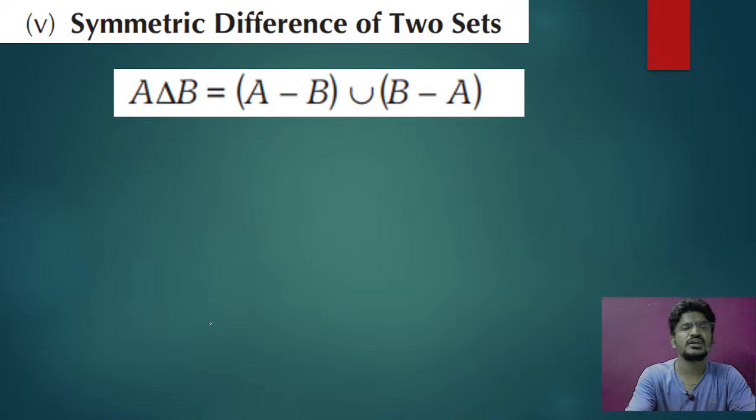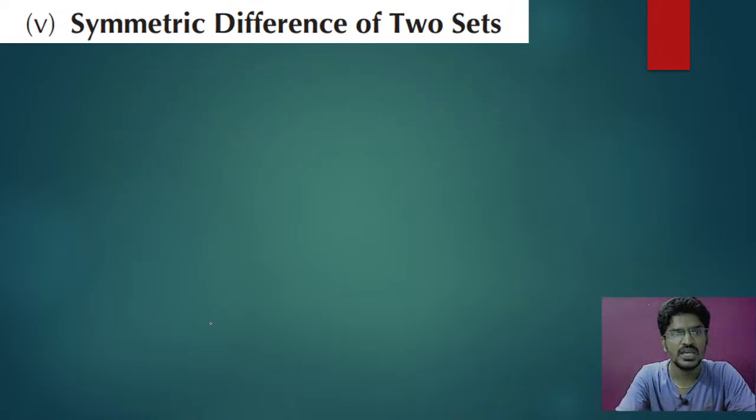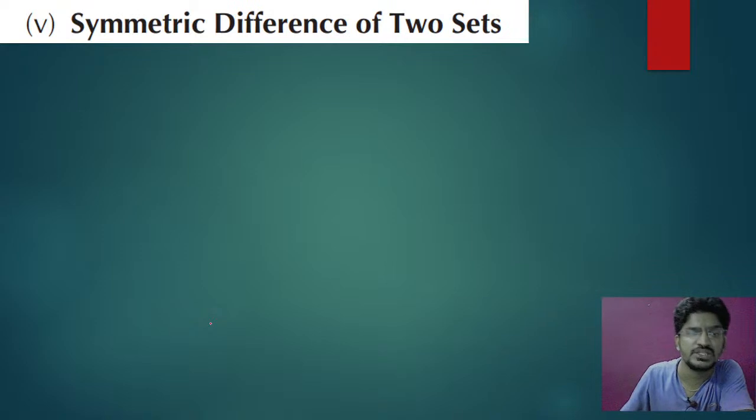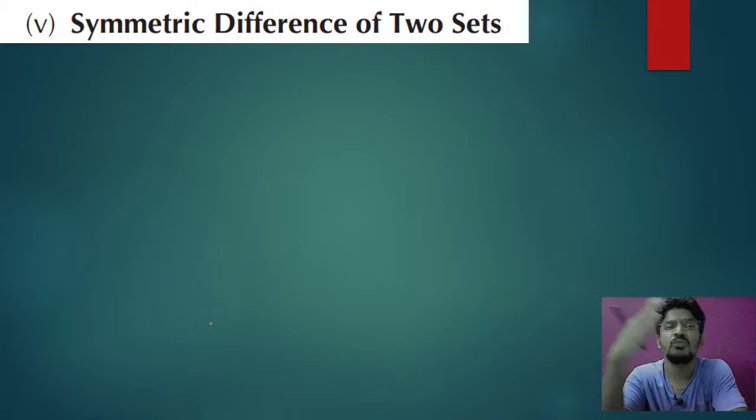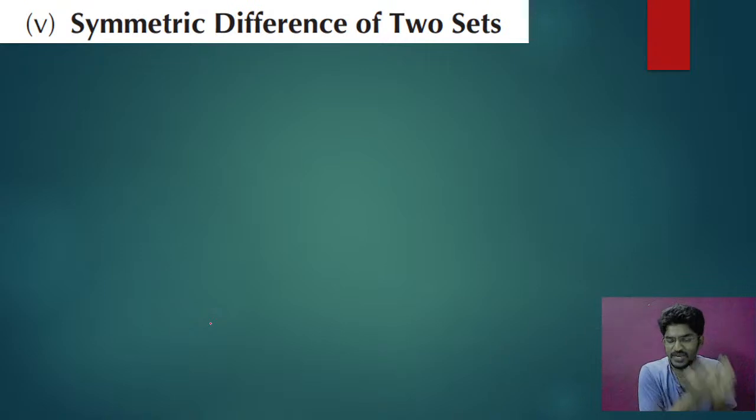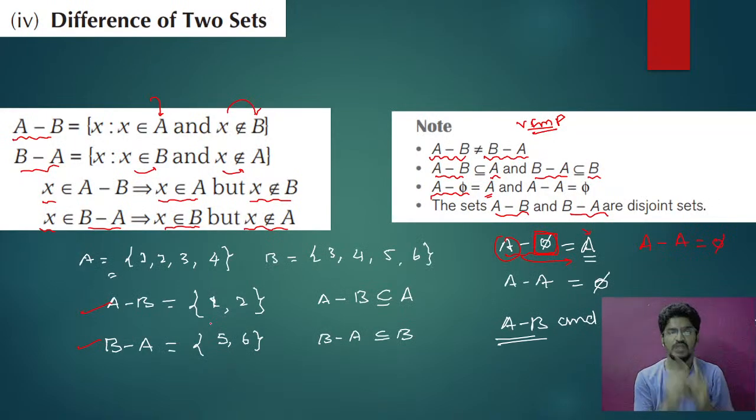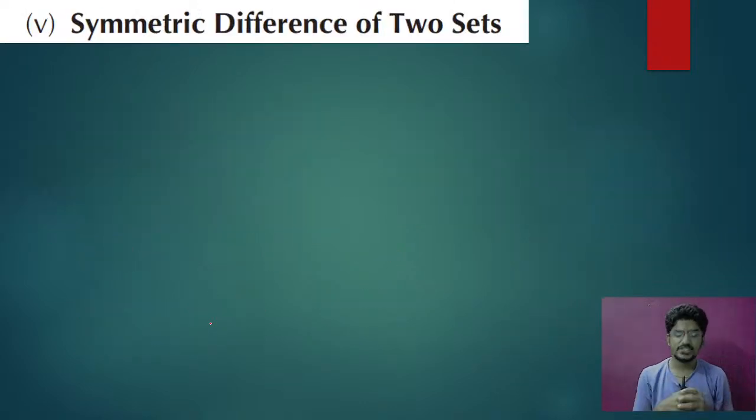Next, symmetric difference. You just see what is symmetric difference. Difference of the set is very different from symmetric difference. There are two differences. One is the symmetric difference of two sets, and another one is only the difference of two sets. The previous one was the difference of two sets, and the next one is the symmetric difference of two sets.